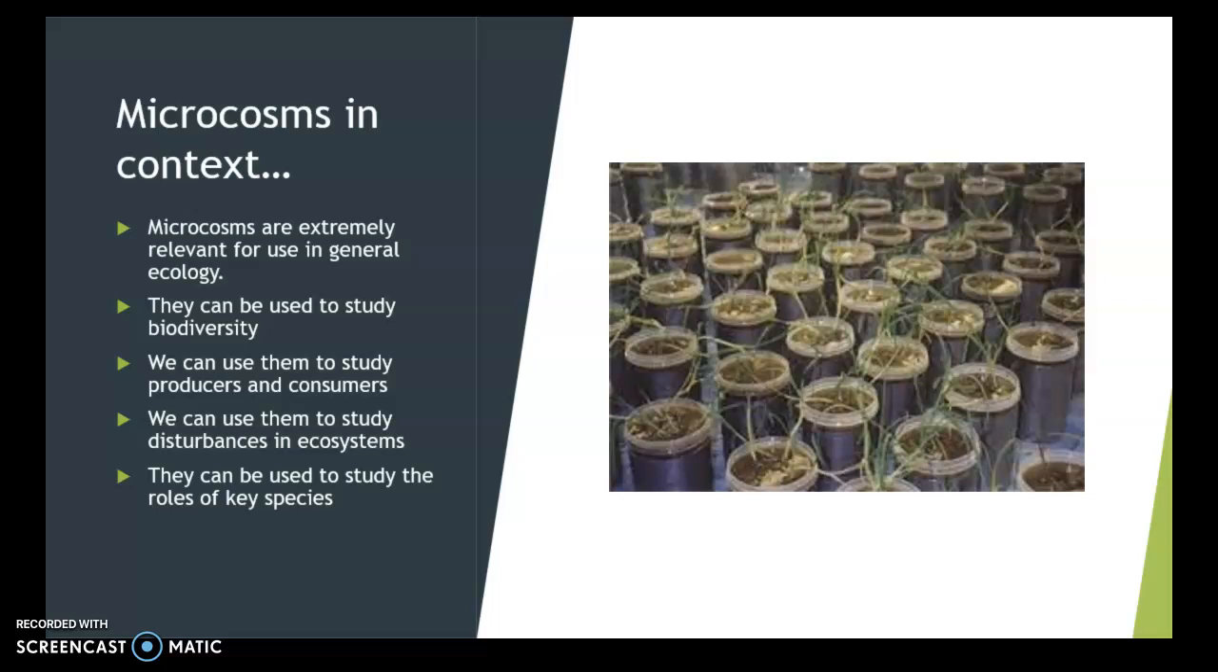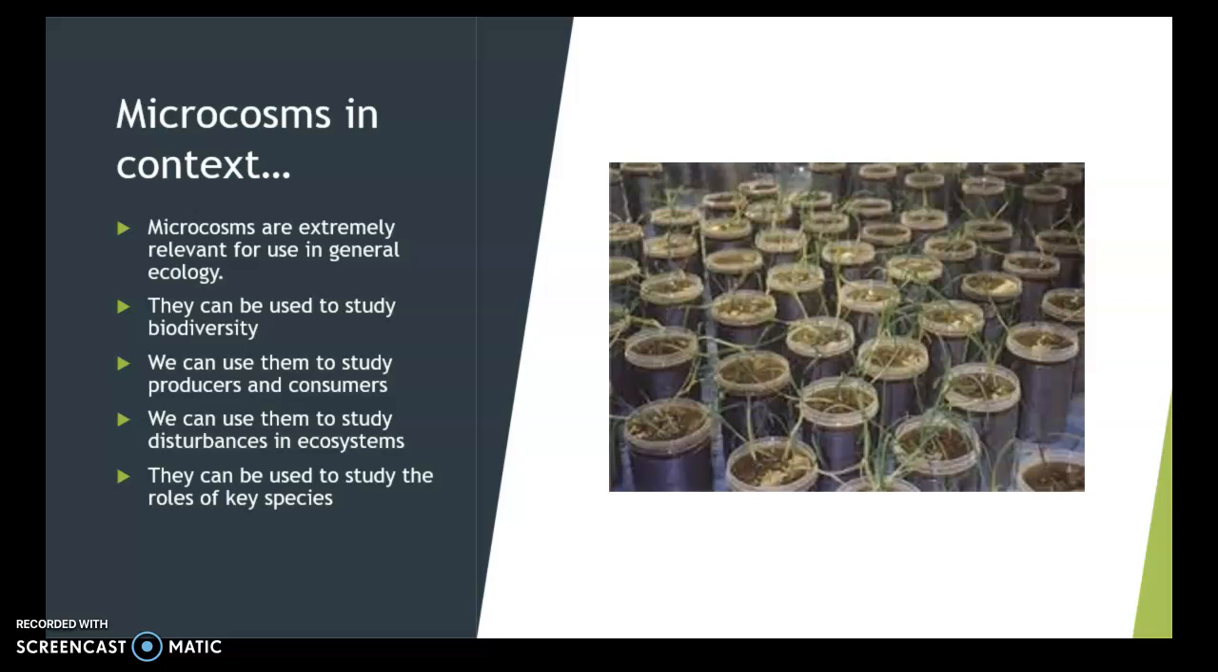Microcosm in context. Microcosms are generally extremely relevant for use in general ecology. They can be used to study biodiversity. We can use them to study producers and consumers. We can use them to study disturbances in ecosystems, and they can be used to study the roles of key species.